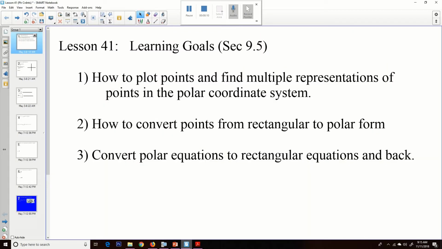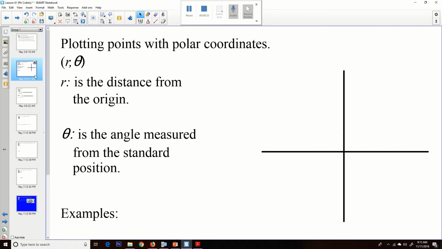So today we are going to talk about how to plot points and find multiple representations of points in the polar coordinate system. We're going to convert points from rectangular to polar form, and then we're going to convert polar equations to rectangular equations and back. So first, let's talk about what a polar coordinate is.